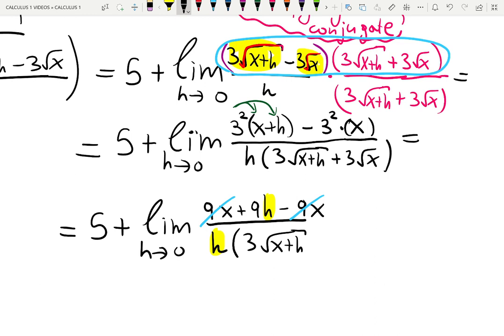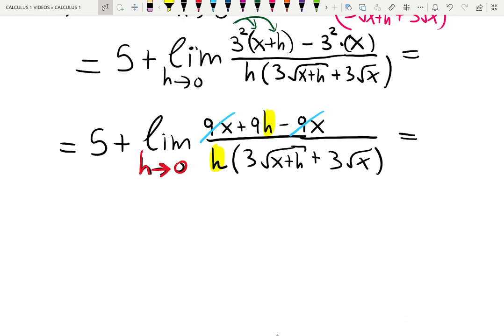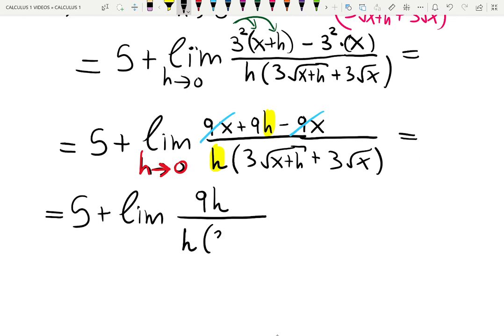Let's copy all the other terms. Do you know why we can cancel out h? Remember, we cannot cancel out whatever is 0. We cannot divide by 0, but h is not 0. Limiting position means that h is getting closer and closer to 0, but will never reach it, or might never reach it. Thus, I can write down 9h over h, 3 square root of x plus h plus 3 square root of x.